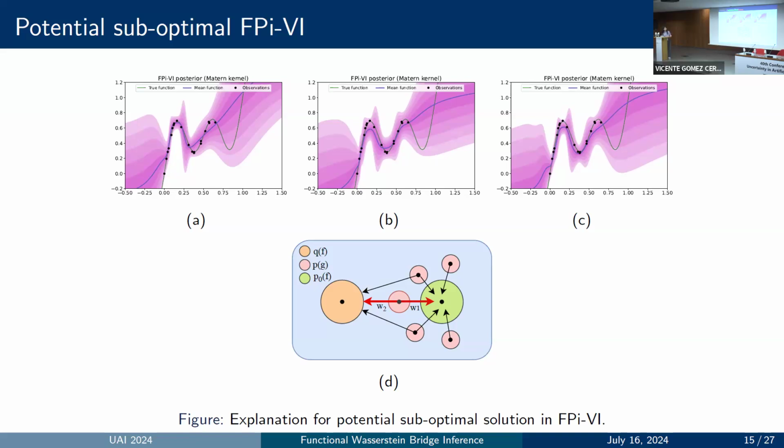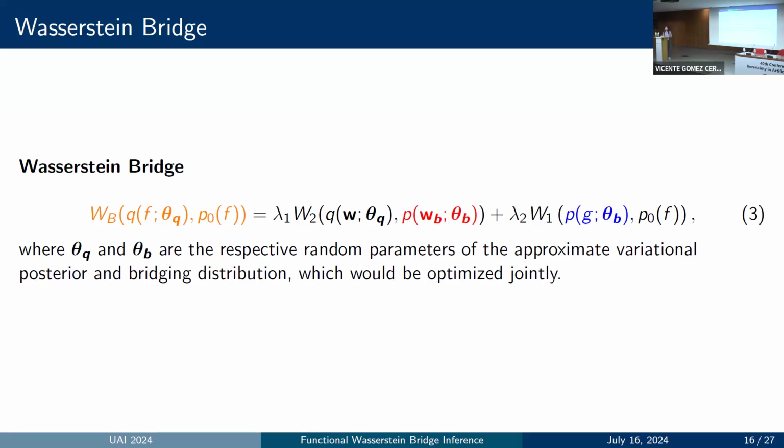The results are shown in figures A, B, and C. We can see that the performances of those three models are significantly different, even though their bridging distributions all have the same distance to the given GP prior, which indicates that the first step of FPI-VI is subject to large fluctuations, which may harm the final posterior inference. So to avoid these issues, we further treat theta_B in this bridging distribution as parameters that need to be jointly optimized with the variational posterior parameter theta_Q.